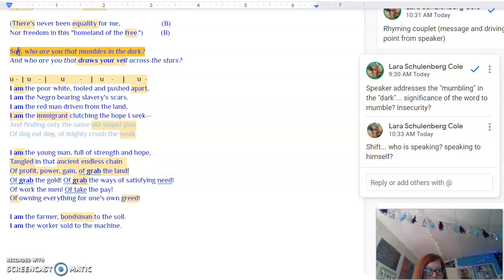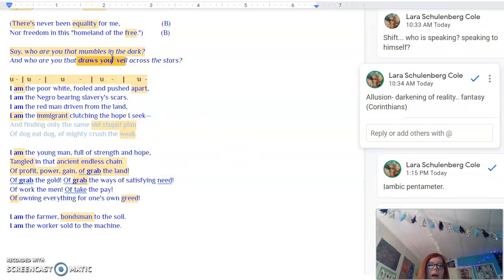Are the parenthetical inclusions mumbling? What's the significance of that word mumble? Is it something that someone does with security? Is it a voice that's recognizable or welcome? So I think mumbling is really interesting there. And "who are you that draws your veil across the stars?" Here's an allusion to Corinthians, but it talks about that darkening of reality and the fantasy that exists, which is very Great Gatsby as well.